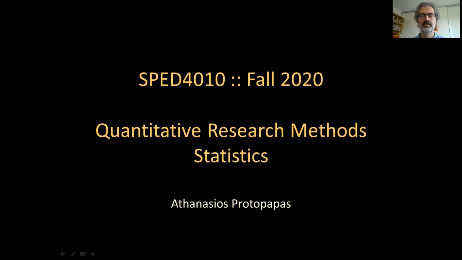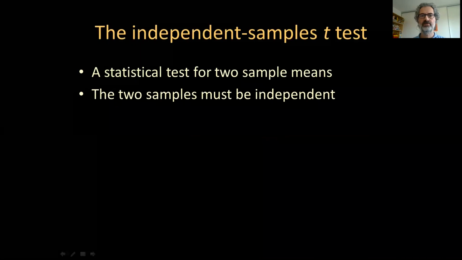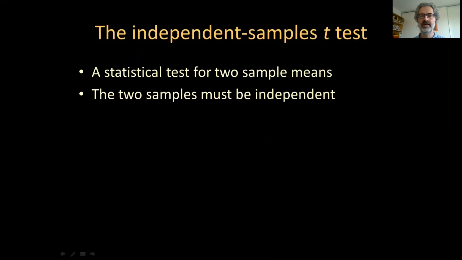In this video, we will talk about the independent samples t-test. This is a very useful test that is often seen in research. It is a statistical test for two sample means. The two samples must be independent for this test to be applicable. This means that they have to concern different entities that are not affected by one another.